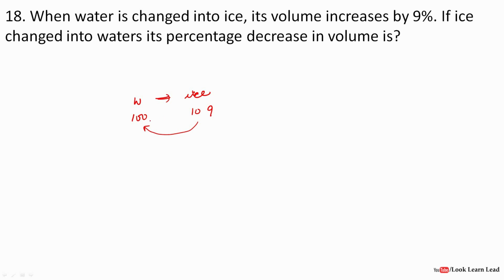So initially it was 109, finally it is 100. We have to find the decrease in volume with respect to ice, when ice is changed to water. So in the denominator we will have 109, and the difference between these two is 9. This is 9 upon 109 into 100. When you solve it, you will get 900 upon 109. So you can calculate it: 109 into 8, 28 upon 109 remainder. So this would be the answer.